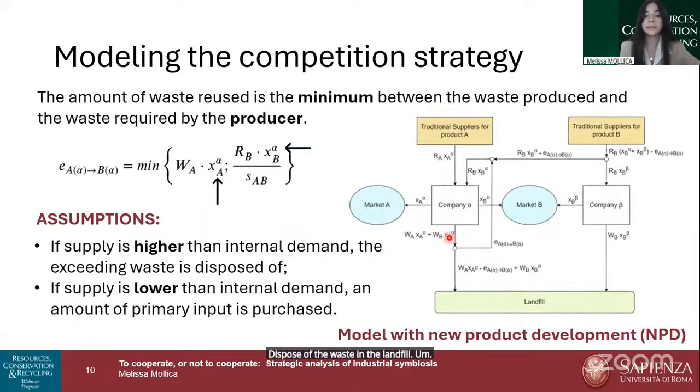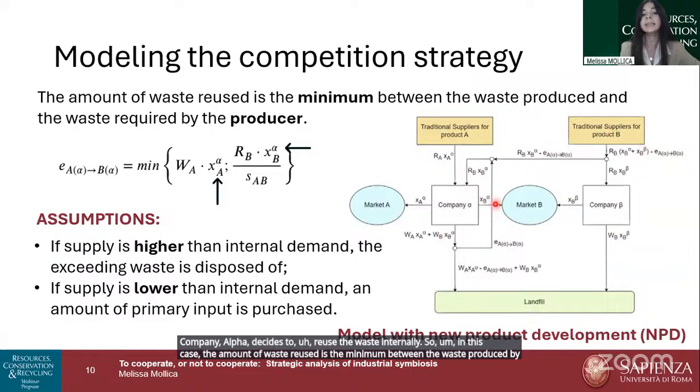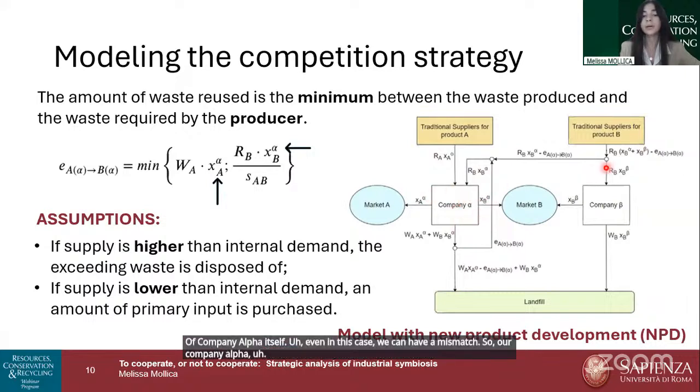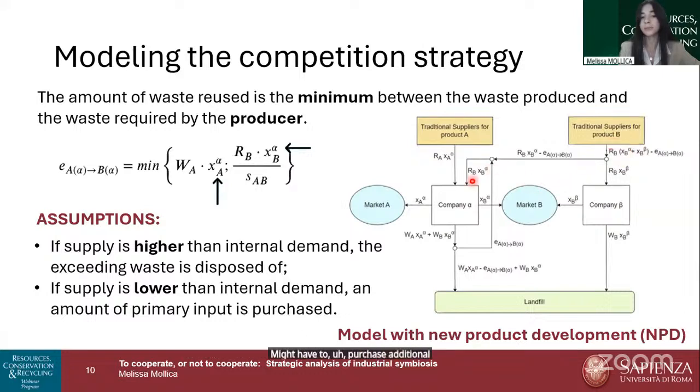In the competitive scenario, instead, company Alpha decides to reuse the waste internally. So in this case, the amount of waste reused is the minimum between the waste produced by company Alpha and the internal demand of waste of company Alpha itself. Even in this case, we can have a mismatch. So either company Alpha might have to purchase additional primary inputs from traditional suppliers, or company Alpha might have to dispose of the excess of waste.